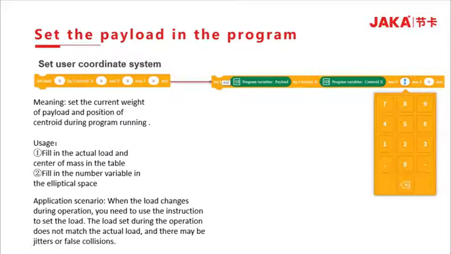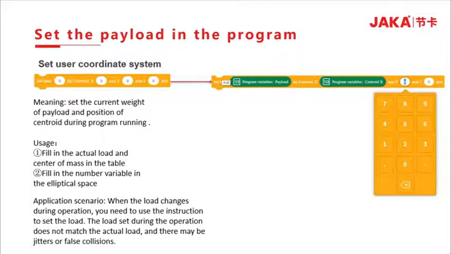When the load changes during the running of our program, we need to use the instruction to set the load. When the load set during operation does not match the actual load, there may be vibration or collision warning during operation. In real applications, if the load of the product itself is very small, for example only 100 or 200 grams, it can be ignored. We do not need to use the instruction to set the load.